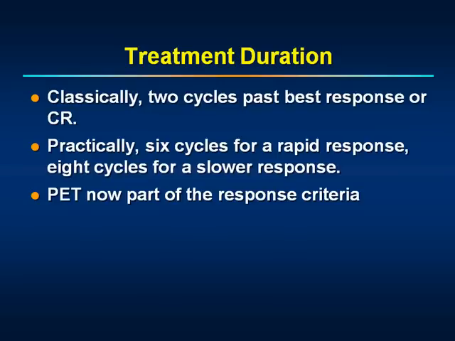Treatment duration is classically 2 cycles past the best response or CR. As a practical issue, with generally 6 cycles for a rapid response, possibly 8 cycles for a slower response. With the use of PET and patients turning PET negative, we find that we often are treating for fewer cycles, such as 6 rather than 8, for a lot of lymphomas.